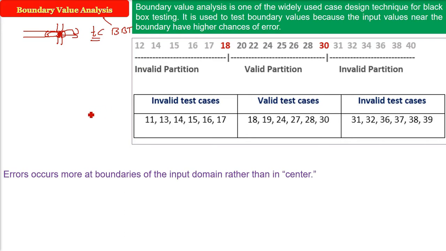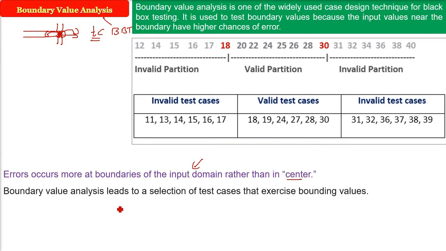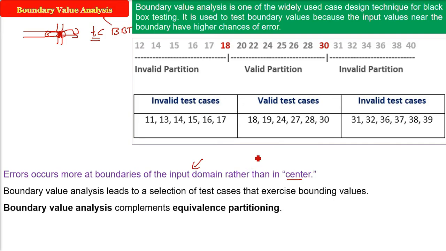So we'll make the partition, valid partition, etc. But error occurs more at the boundaries of the input domain rather than the center. So boundary value analysis leads to a selection of test cases that will exercise the bounding values or boundary values. So this boundary value analysis is complementing the equivalence partitioning.